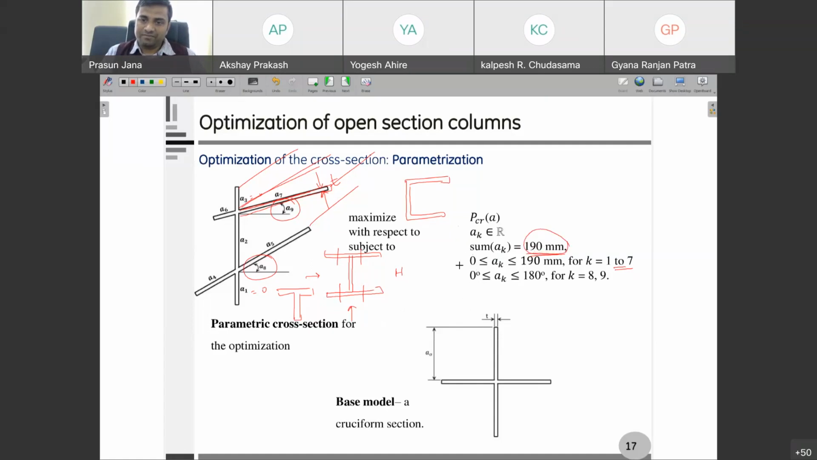We have a range for each AK, where each one can have a maximum of 190, and the angle can go up to a maximum of 180 degrees, and the sum is 190 mm. And then we can go for optimization as we have done earlier. This is one cross section which is called the cruciform section, and that is the base model which we will try to compare.